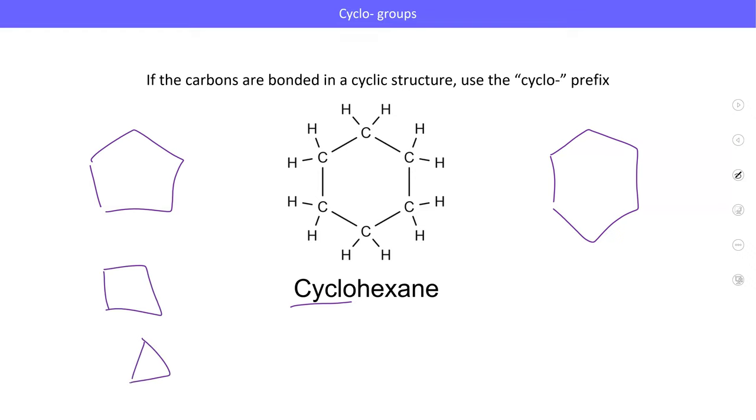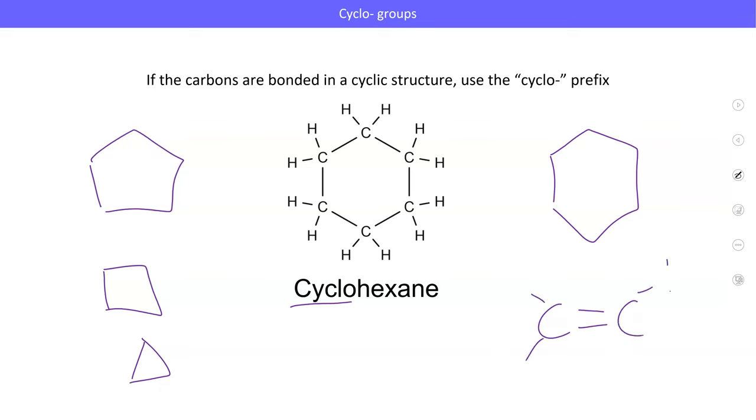It's a triangle. There you go. There's a triangle. So cyclopentane, cyclobutane, cyclopropane. Those do exist. They typically are very unstable because we're forcing those bonds to be closer than they want to be, just because of the geometry.